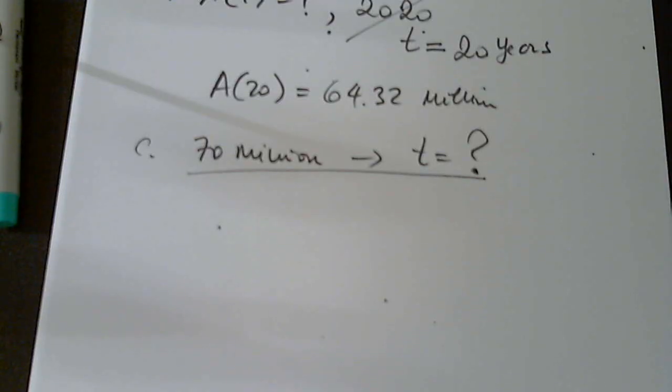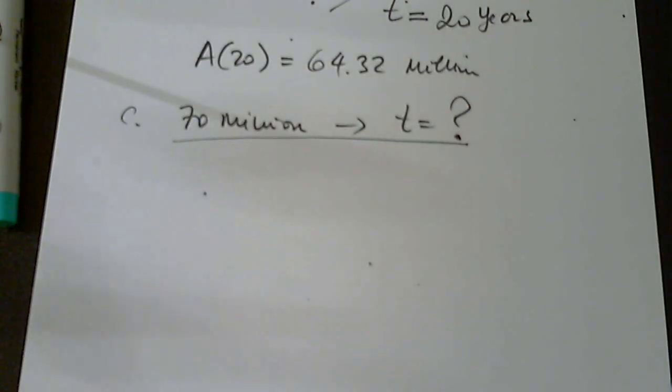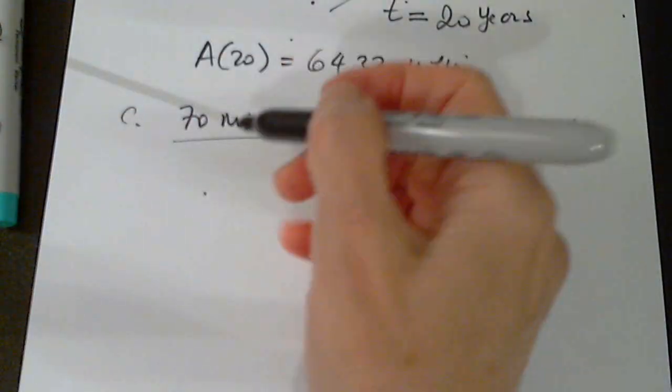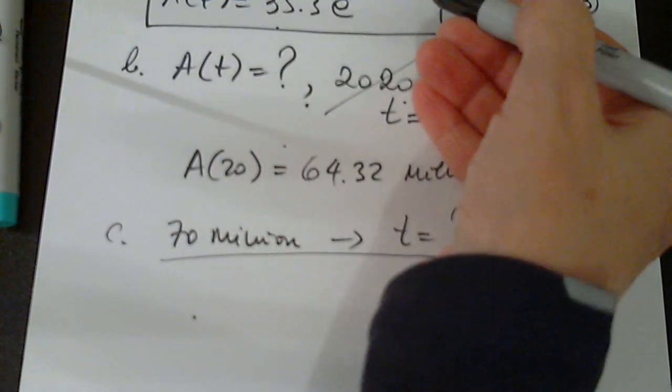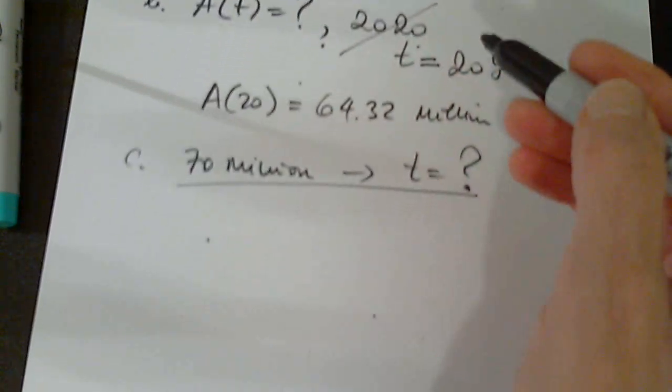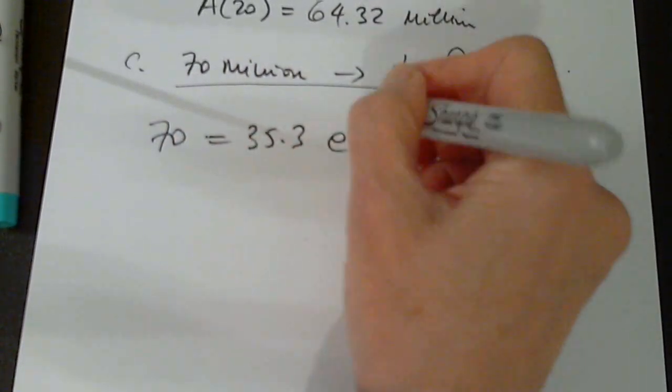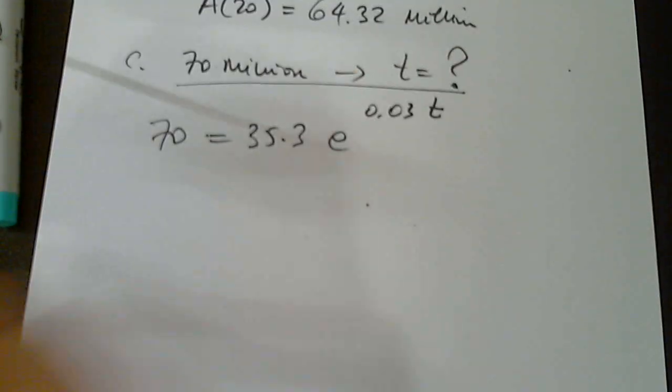Anyone would like to help? Hunter, do you want to say anything? Imani, do you want to say anything? Will you have to put 70 million equal to the equation? Exactly. So this is A of t, and we want to find t. Very good. So we have 70 equals 35.3 e to 0.03t.